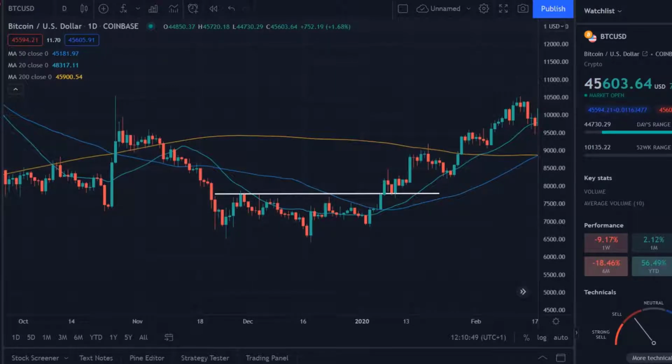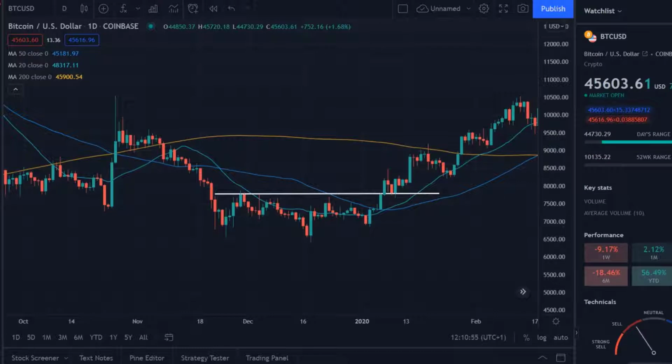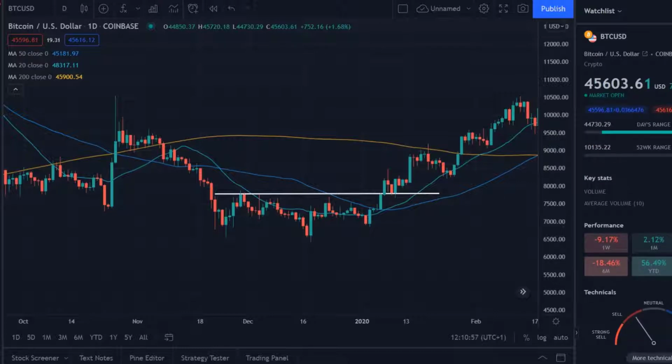In this tutorial, we want to take a look at the inverse head and shoulders. We already talked about the head and shoulders pattern. The inverse head and shoulders works exactly the other way around. We've talked about how the head and shoulders pattern in general is a reversal pattern. The normal head and shoulders is basically a reversal of an uptrend into a downtrend, and the inverse head and shoulders is a reversal of a downtrend into an uptrend.